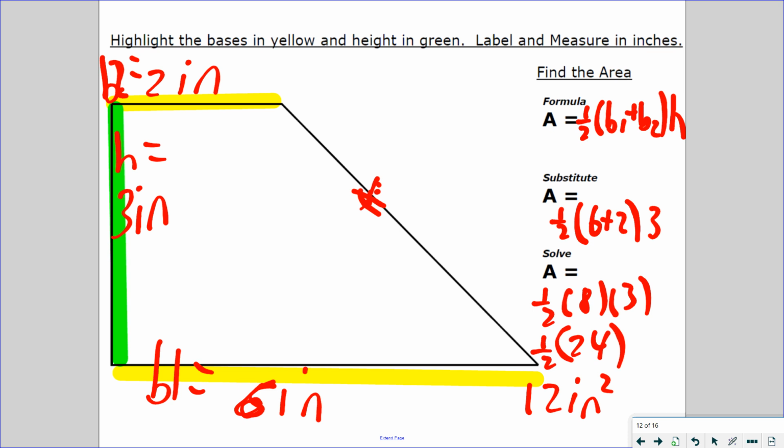Here's another way you could have solved it, because I have some kids who solve it this way. They do half of the 8. What's half of the B1 plus B2? It is 4. 4 times 3 is 12 square inches.